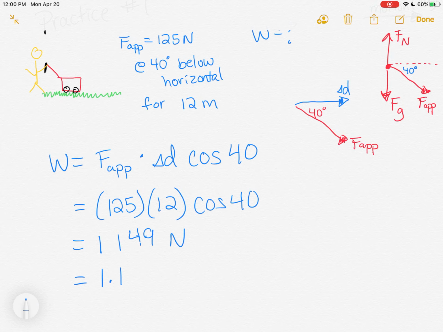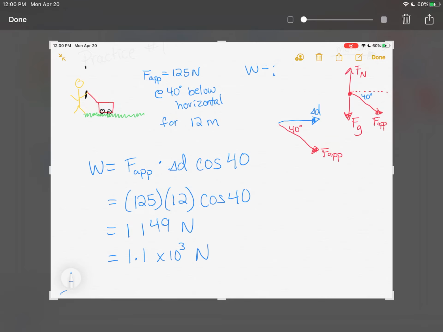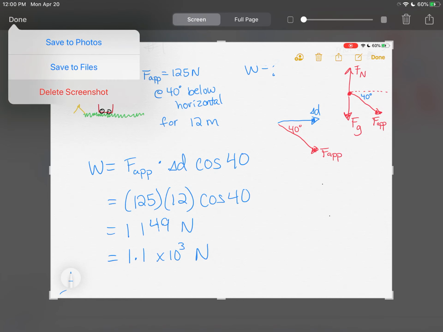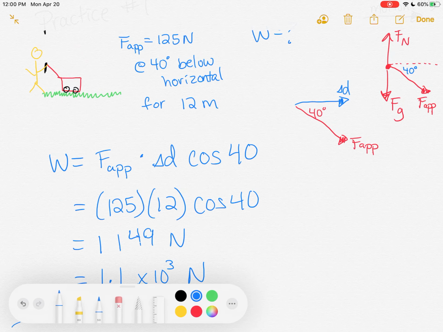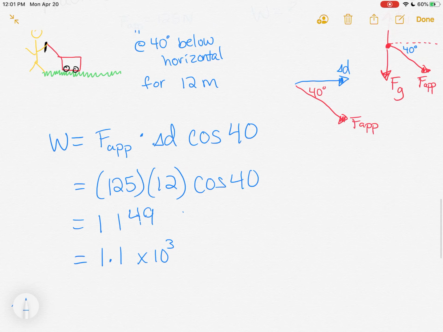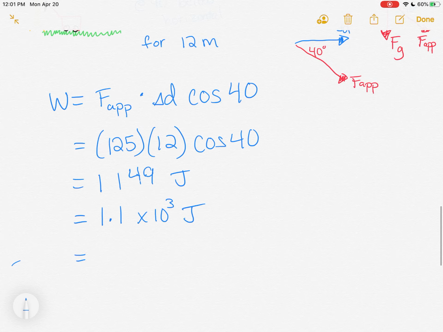newtons, which I then need to round for my sig figs, because I would want 2 sig figs. Oh, newtons, not newtons. Silly. Sorry, not newtons. It should be in joules. Getting ahead of myself here. So then we should be in joules. Or if we wanted to convert this to kilojoules, that also would be fine to say as 1.1 kilojoules.